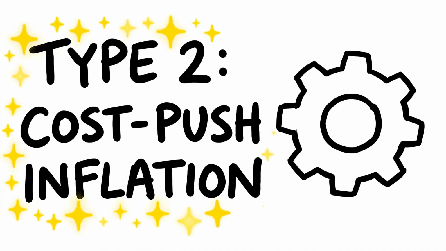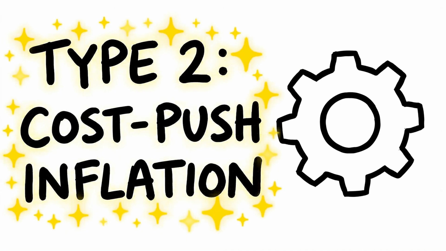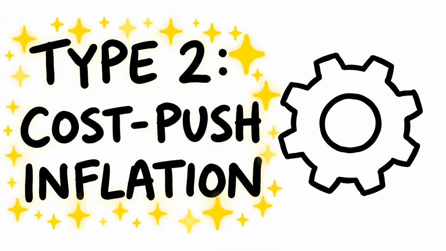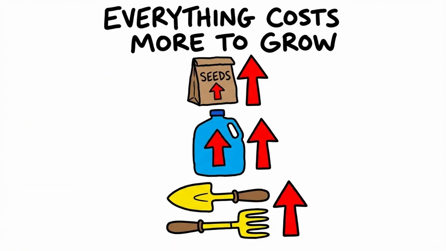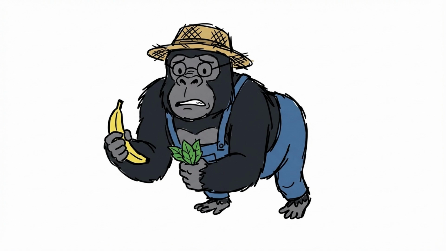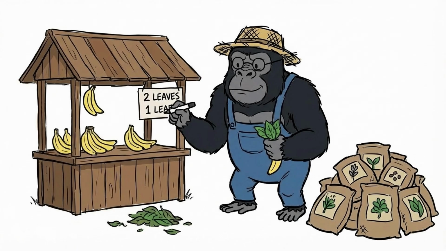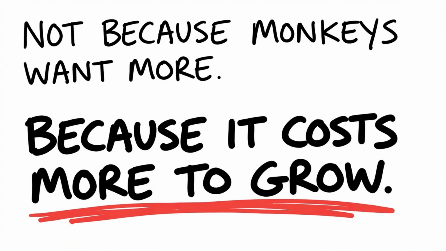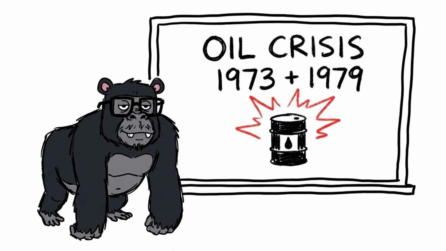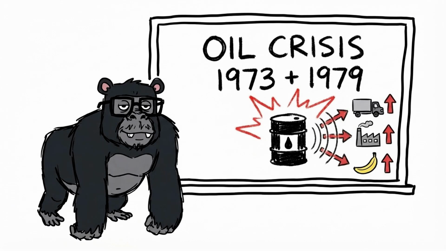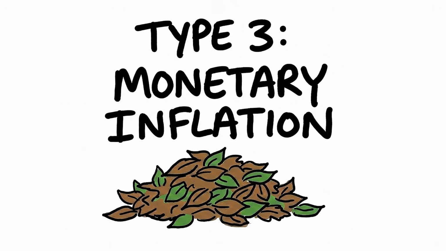Now, here's a different flavor, cost push inflation. This time, demand is normal. Same monkeys wanting bananas. But something happened on the supply side. Banana seeds got more expensive. The soil needs more water. The tools cost more leaves. So banana farmer says, I can't sell for 1 leaf anymore. I'm losing leaves on every banana. So he raises the price. Not because monkeys want more, but because it costs more to grow them. In 1973 and 1979, oil prices skyrocketed. And since oil touches everything, prices across the board went up. That's cost push.